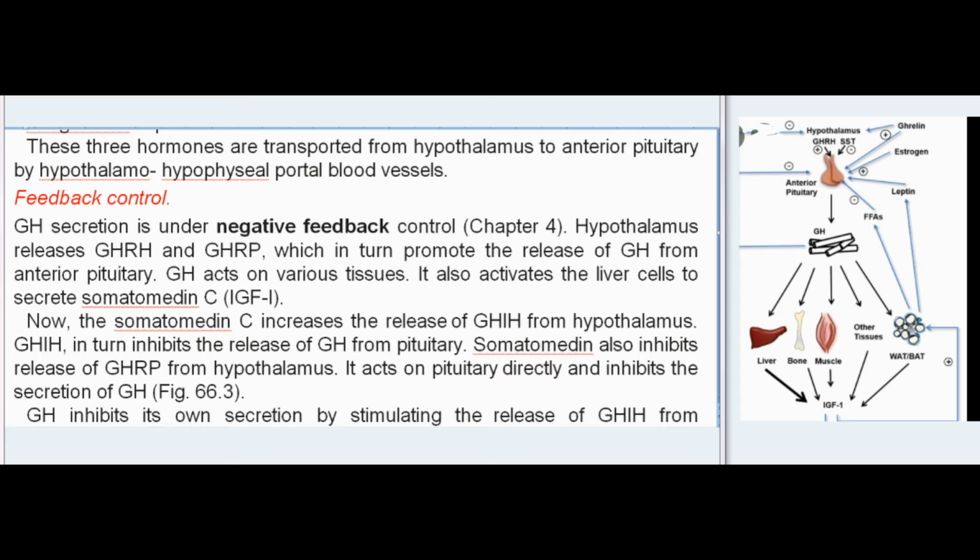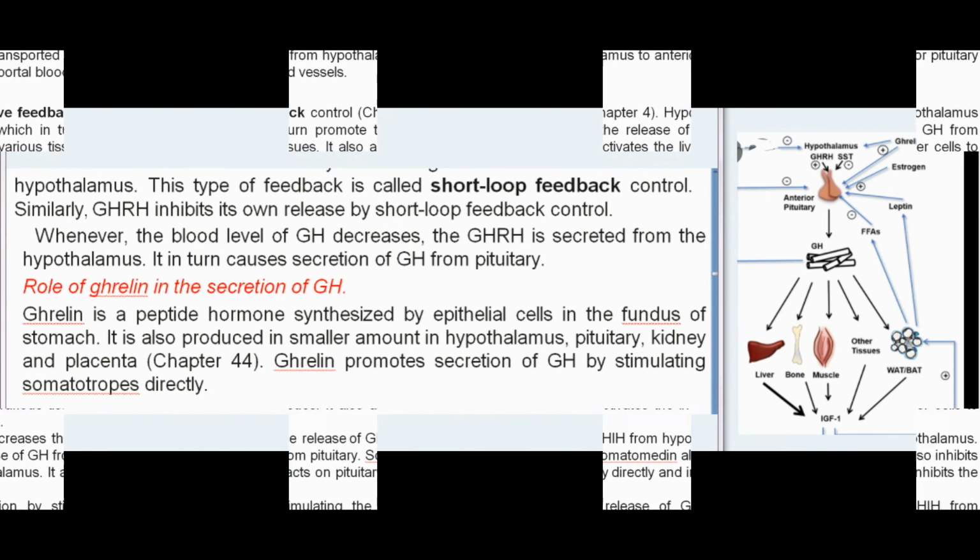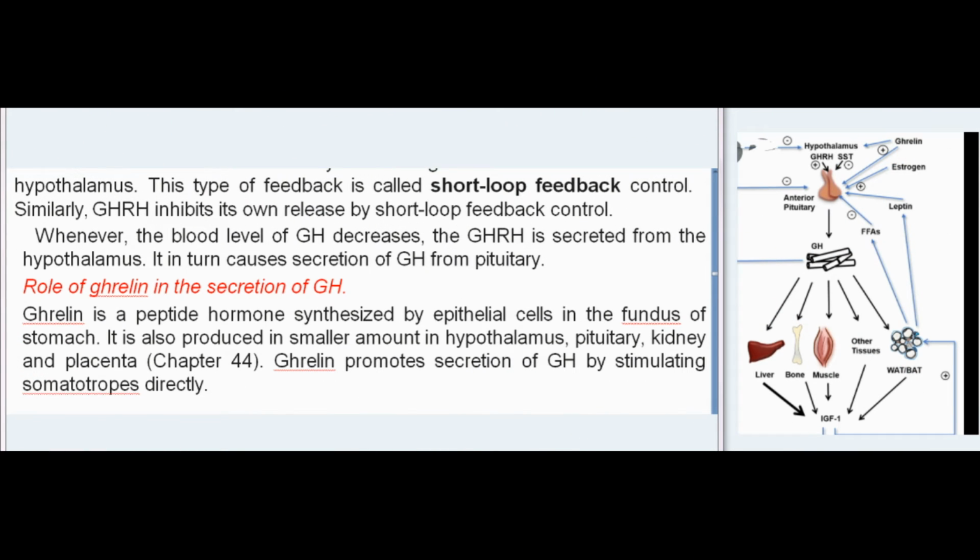GH inhibits its own secretion by stimulating the release of GHIH from hypothalamus. This type of feedback is called short-loop feedback control. Similarly, GHRH inhibits its own release by short-loop feedback control. Whenever the blood level of GH decreases, the GHRH is secreted from the hypothalamus. It in turn causes secretion of GH from pituitary.